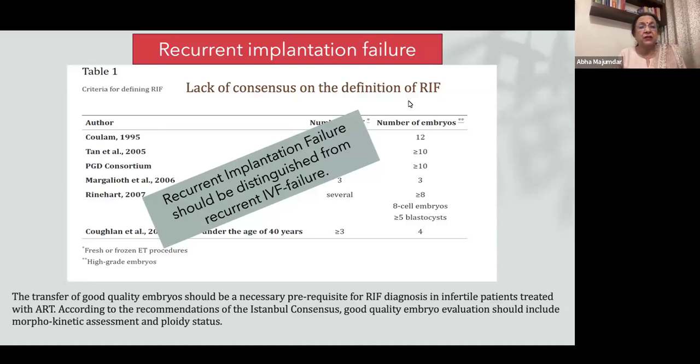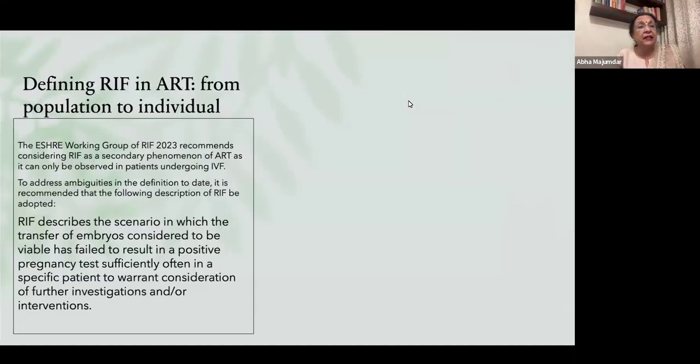This definition continued, but we thought it was very inadequate for all the patients. Hence, the definition of RIF was established recently in 2023 by the ESHRE Working Group on RIF. And what did they say? It is a secondary phenomenon of ART and it can only be observed in patients undergoing IVF. We cannot observe this in natural pregnancies, saying that this unexplained infertility could be due to RIF.